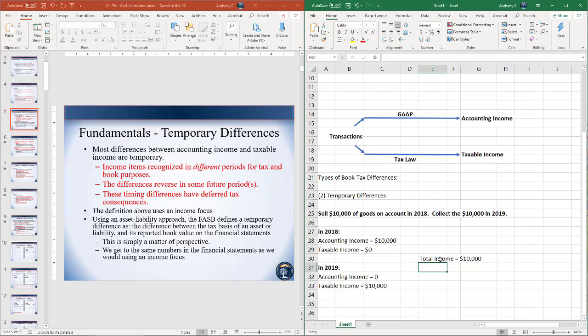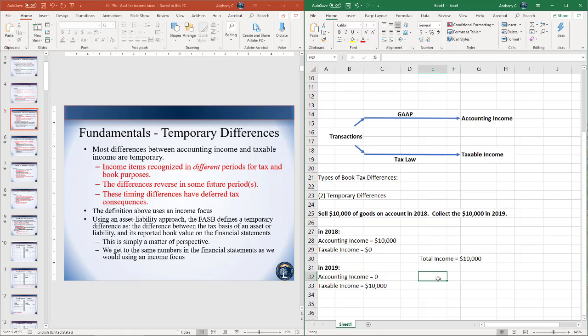We recognize the $10,000 of income for accounting purposes in 2018 and 0 for tax purposes in 2018. However, this difference is only temporary because then in 2019 we've recognized the taxable income of $10,000 and accounting income 0.